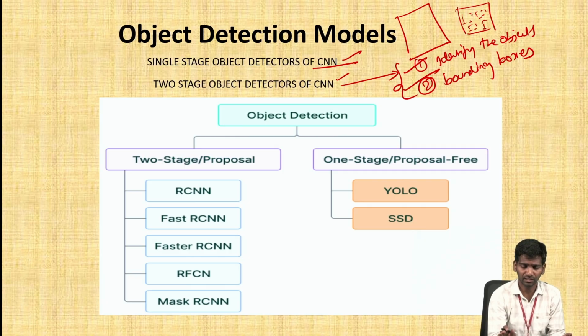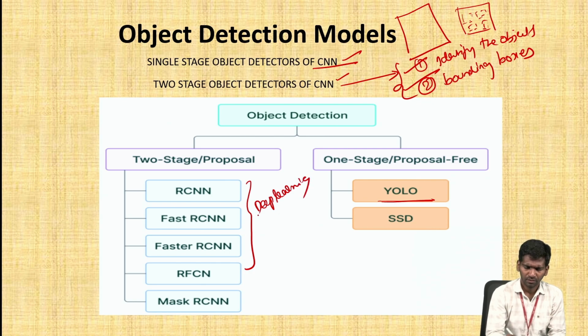In single stage detectors, you will see YOLO, which most people are using nowadays for object detection. Generally, when you are studying computer vision concepts, I think this will be helpful. These are all related to deep learning object detectors.